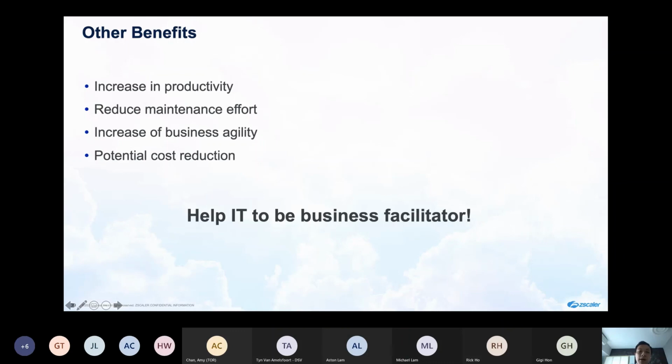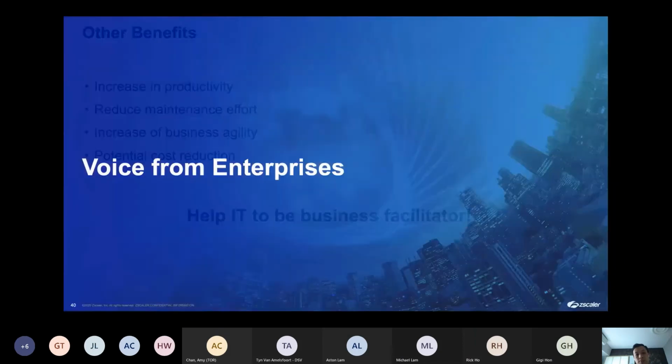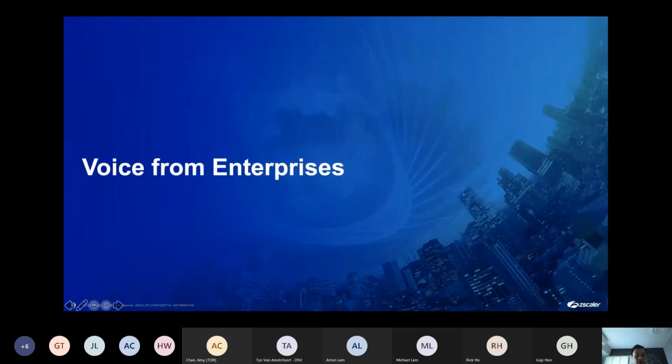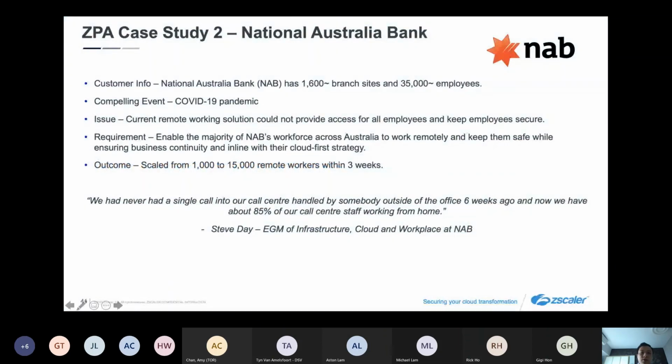Okay, and after all, we help IT and also the security team to be a business facilitator. The final part of my session, the voice from enterprises. This is a public reference we got from National Australia Bank. You can find the whole case study from our internet site, our public site.